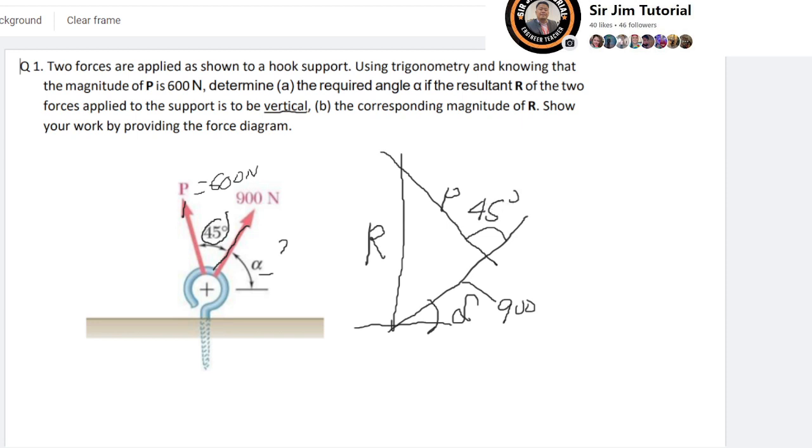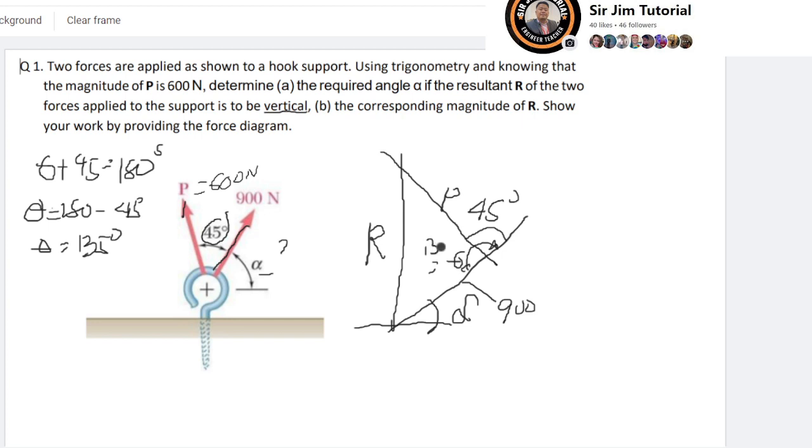So if this is 45 degrees, let us say this one is theta, we know that theta plus 45 is equal to 180 degrees. So theta, therefore, is just 180 minus 45. In other words, theta is equal to 135 degrees. Now from here we can compute this R.